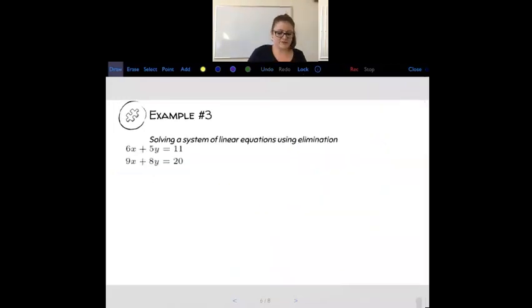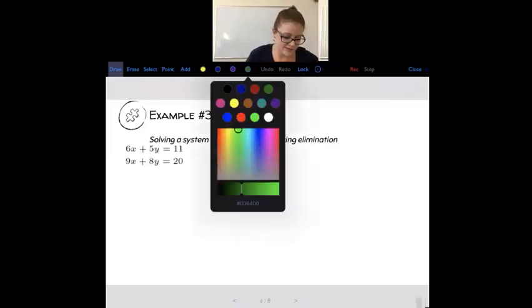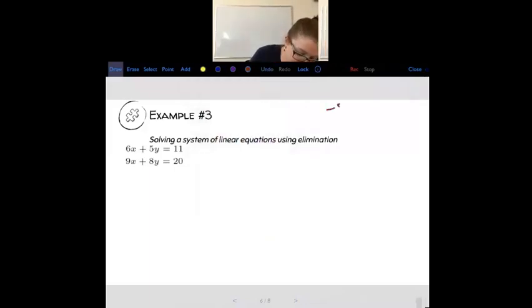Next, solving a system of linear equations using elimination. So the goal with elimination is what we're going to do is we're going to add these two equations together, and we want one of our variables to cancel out or to be eliminated. So for instance, and I'm going to do this in a different color. Let's say we had negative 5x plus 3y equals 17 and 5x plus 2y equals 5, whatever.